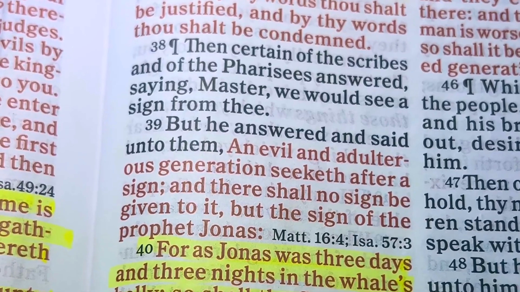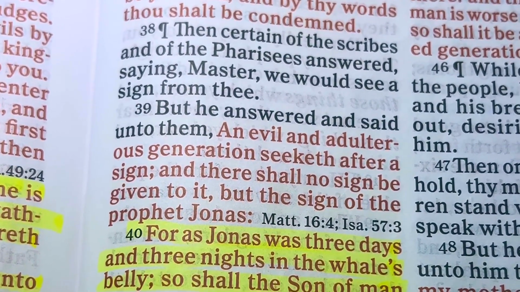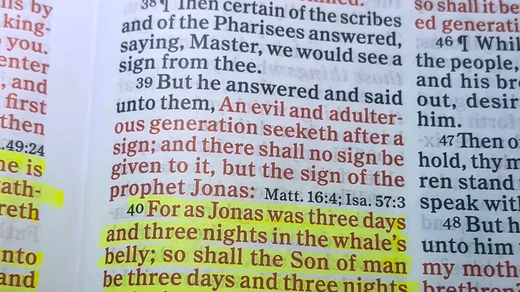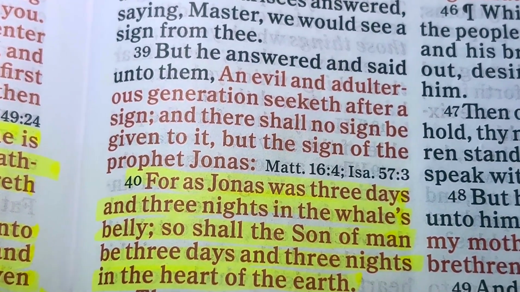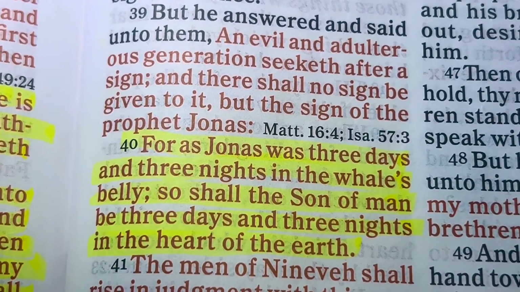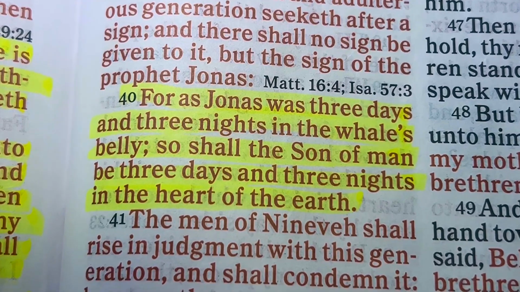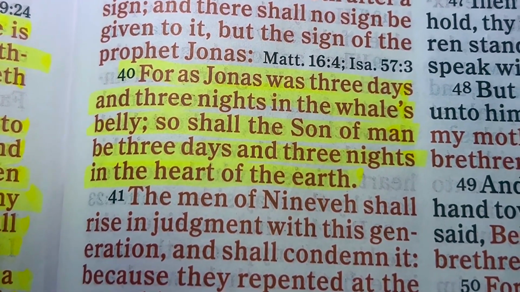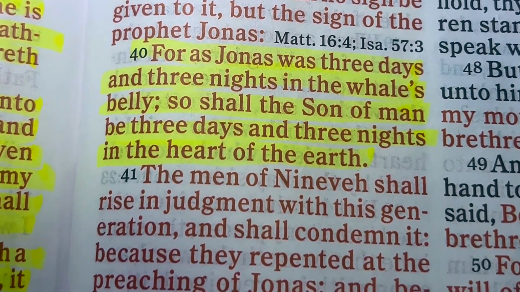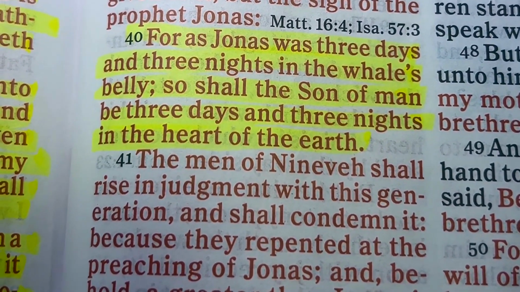We are going to start off with Matthew chapter 12, verse 38 to 40. Then certain of the scribes and of the Pharisees answered, saying, Master, we would see a sign from thee. But he answered and said unto them, An evil and adulterous generation seeketh after a sign, and there shall be no sign given to it, but the sign of the prophet Jonas. For as Jonas was 3 days and 3 nights in the whale's belly, so shall the Son of Man be 3 days and 3 nights in the heart of the earth.